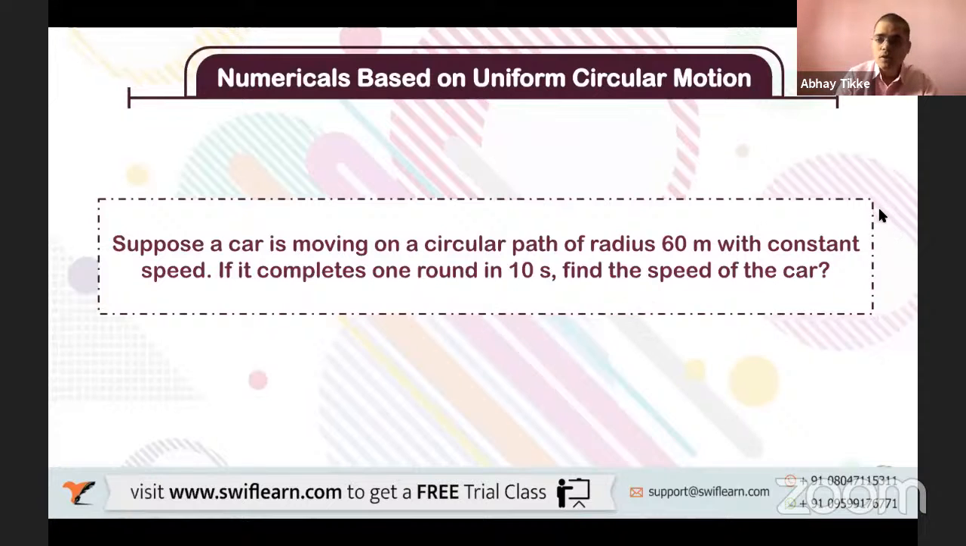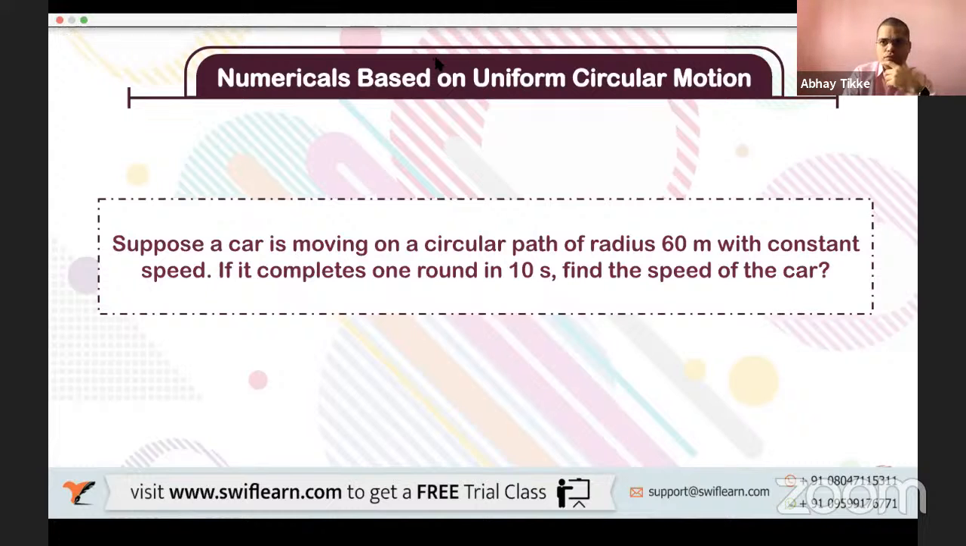Okay, car is moving on a circular path of radius. How much? 60 meters. With a constant speed. That means it is which motion? Uniform circular motion. If it completes 1 round in 10 seconds, find the speed of the car. Very simple question. Okay, चलो solve करते हैं इसको. Very interesting.